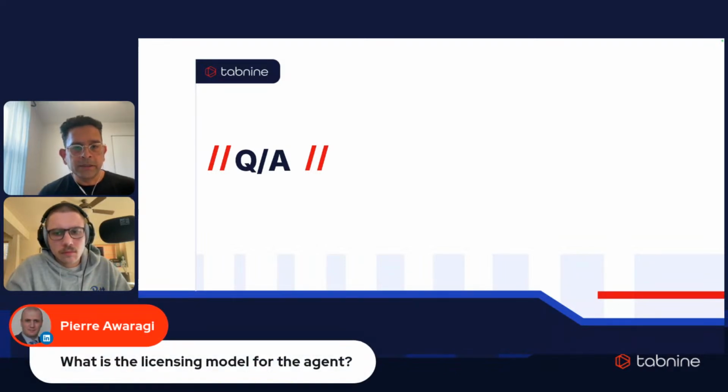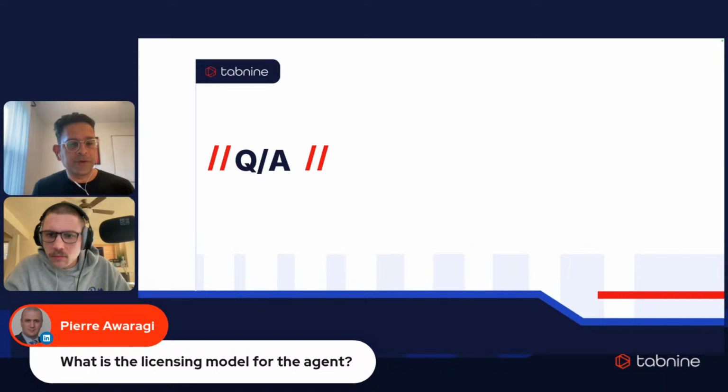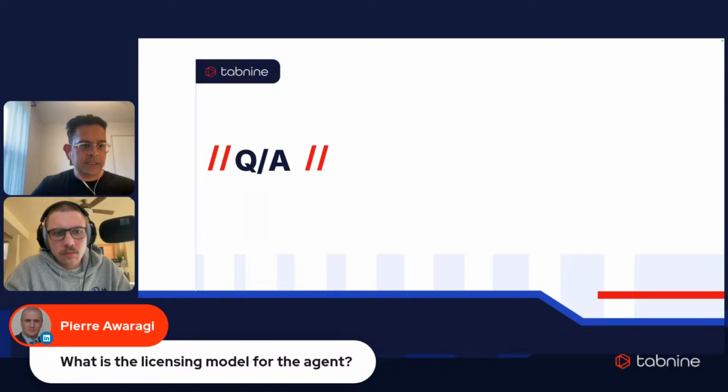What is the licensing model for the agent? Right now, it's a capability that's available for Tabnine Enterprise customers. If you're an enterprise user, it comes with that license. For example, on Enterprise SaaS, it's $39 per user per month. As part of that subscription, you get many other capabilities, including the code review agent.